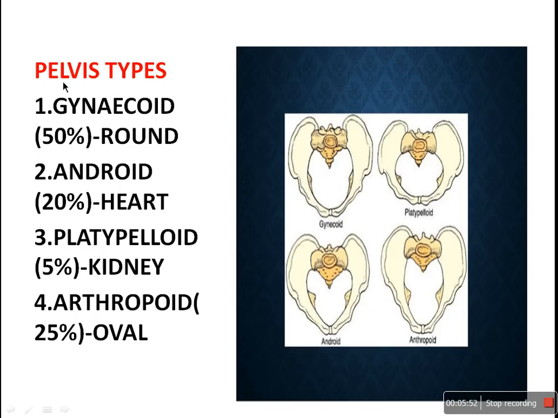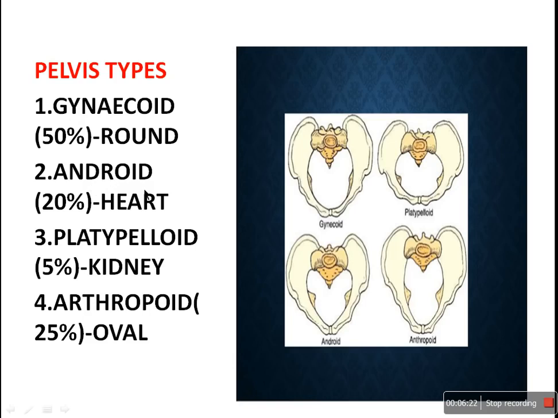Then we can see different types of pelvis. The pelvis has different types according to the shape of the bone, and we can classify it. The first one is gynecoid. 50% of the pelvis is gynecoid type. Here you can see the gynecoid type. In the gynecoid, the shape is a round shape, and 50% of female pelvises are gynecoid type.